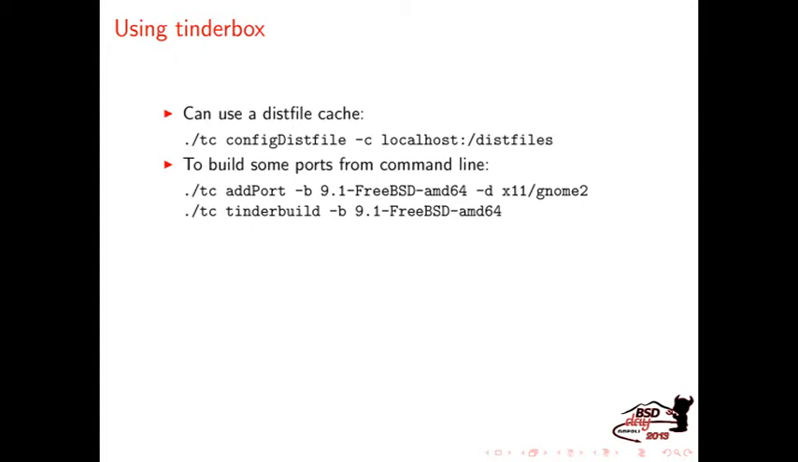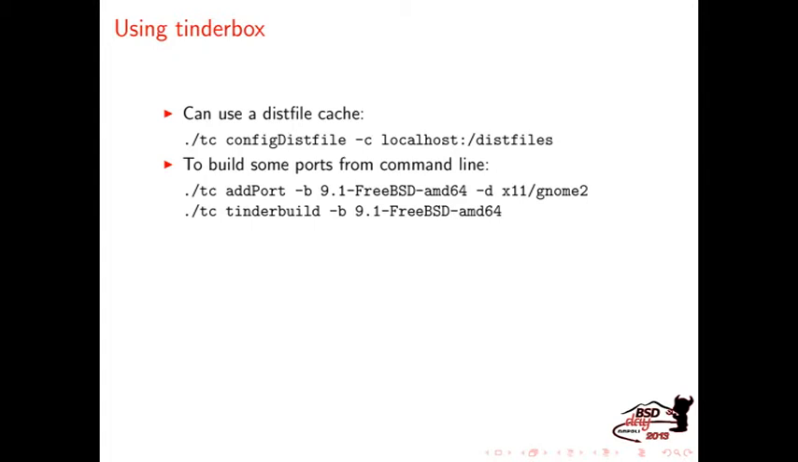A feature of Tinderbox and Poudriere, which is quite important, is that they will build all the packages requiring the package we have just built. So if we rebuild a library on which another package depends, it will also build the package dependent on the library. This is done to guarantee integrity of the whole build, not to have missing libraries or missing library versions, problems like this.